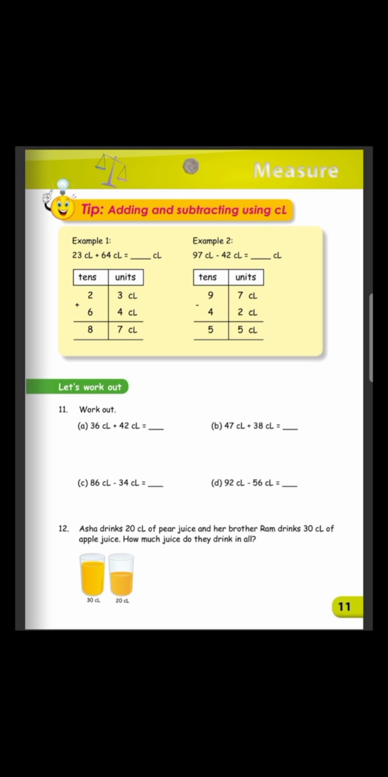Part C and Part D involves subtraction. So, this as well will be your homework. You have to work it out in your copybook.